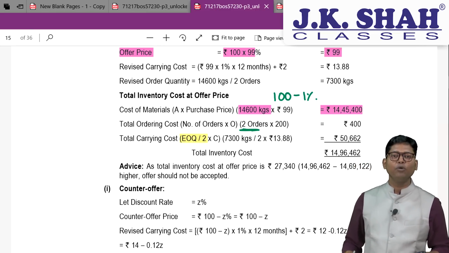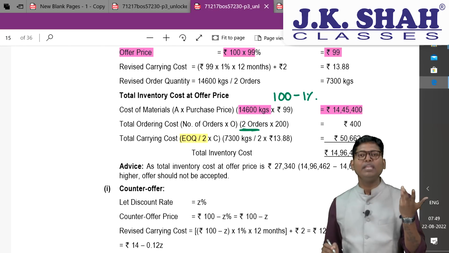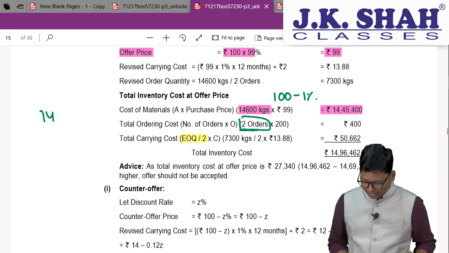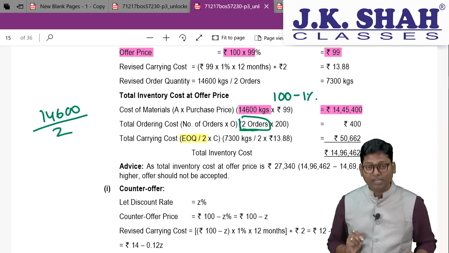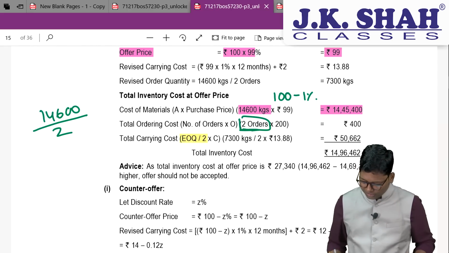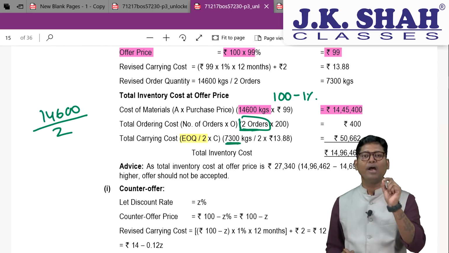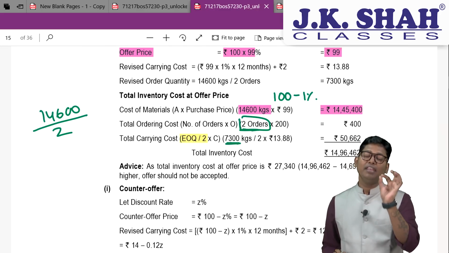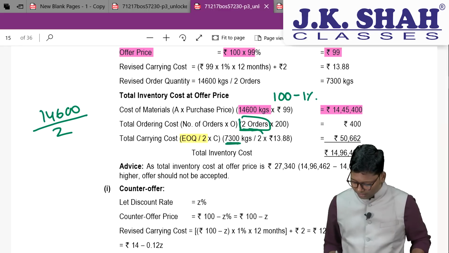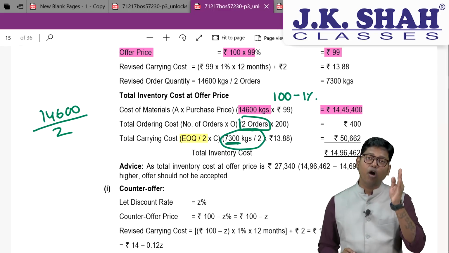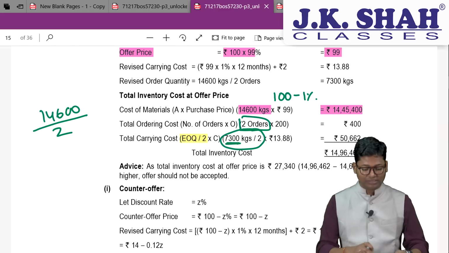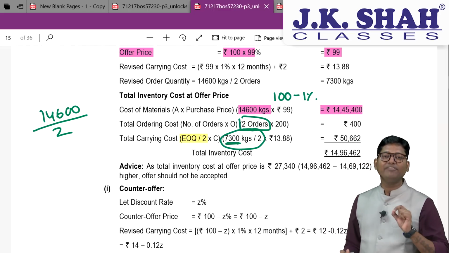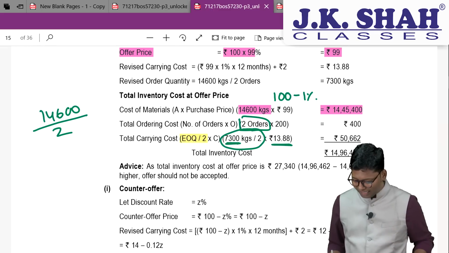Average inventory, sir, how to calculate average inventory? Now, we are not following EOQ. The given option is to place two orders of 14,600 kgs. If you are dividing in two parts, in two orders, each order will carry 7,300 kgs of raw material, correct? So 7,300 kgs of raw material you are storing in your godown. You should take the average of the quantity which you have ordered, which is available and which is lying in your godown. 7,300 divided by 2 is equal to 3650 kgs, which is to be multiplied with the revised carrying cost.